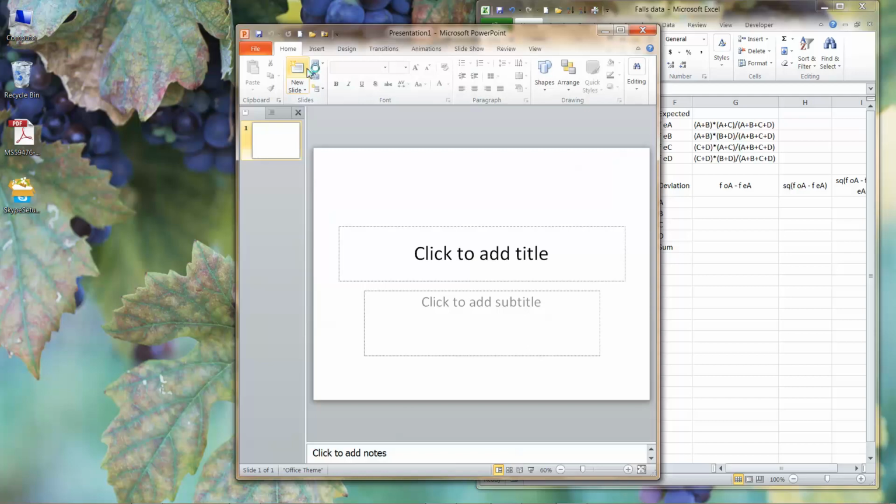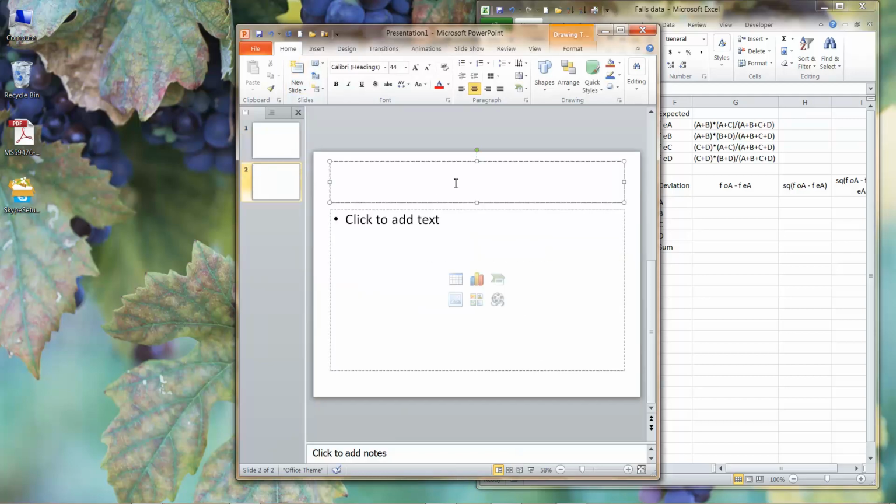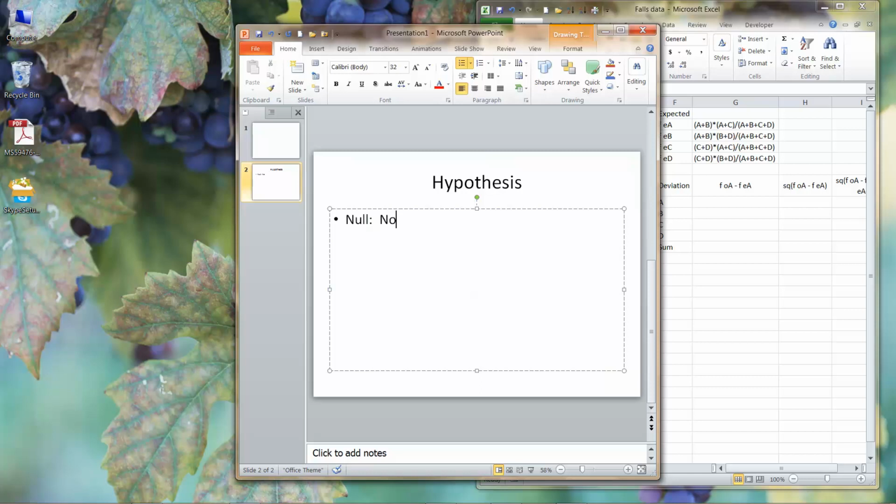propose our hypotheses, and so our null hypothesis is that there is no difference in propensity or probability of falling between younger elderly 65 to 74 compared with older elderly 75 and older.